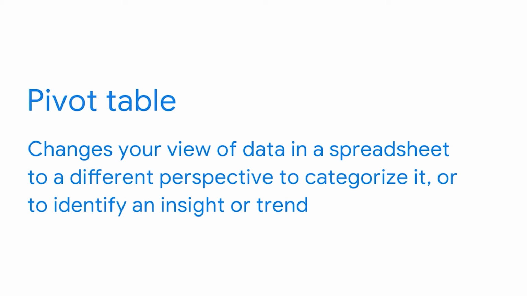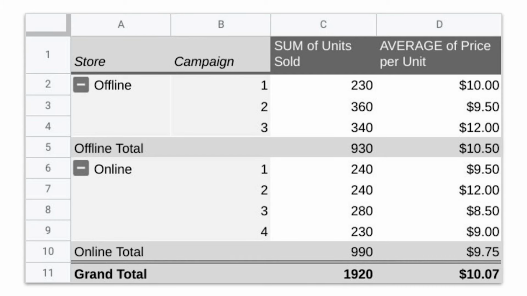A pivot table changes your view of data in a spreadsheet to a different perspective to categorize it, or to identify an insight or trend. A pivot table doesn't actually change the data in the spreadsheet. Here is an example of a pivot table that compares the number of units and average price of units sold in each campaign for both online and offline stores.